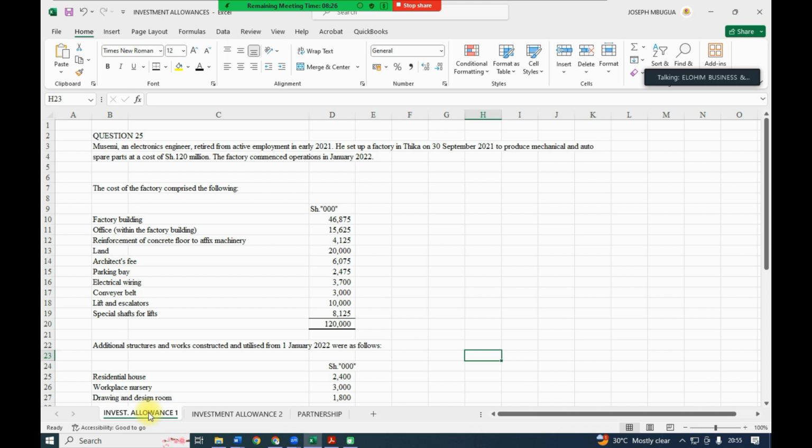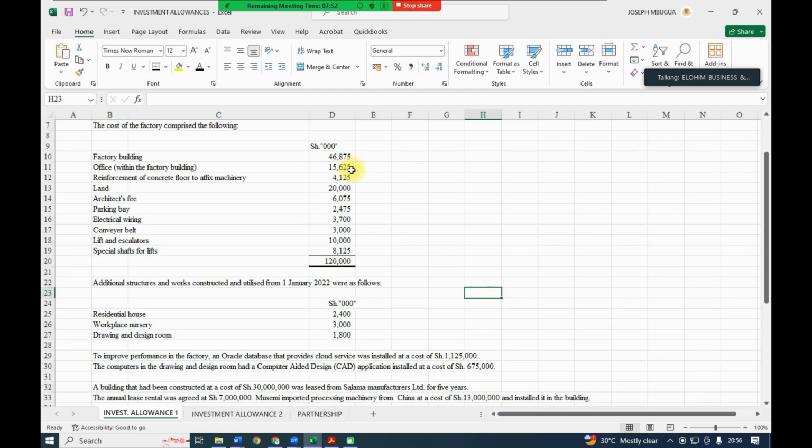Okay, so I'll read through. It was one that was tested last sitting. It was there, question 25 for taxation. And it reads, Musemi, an electronics engineer, retired from active employment in the year 2021. He set up a factory in Thika on 30 September 2021 to produce mechanical and auto spare parts at a cost of 120 million. The factory commenced operation in January 2022. So it was at the beginning of the year when it commenced the operation.